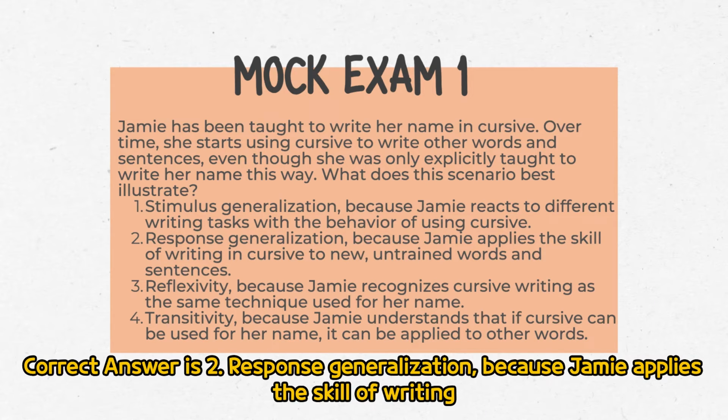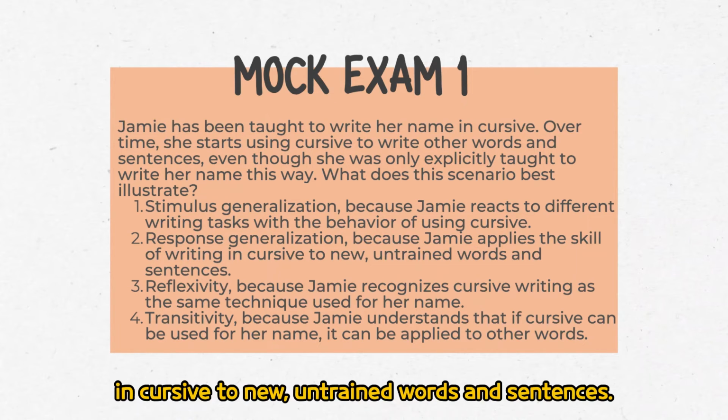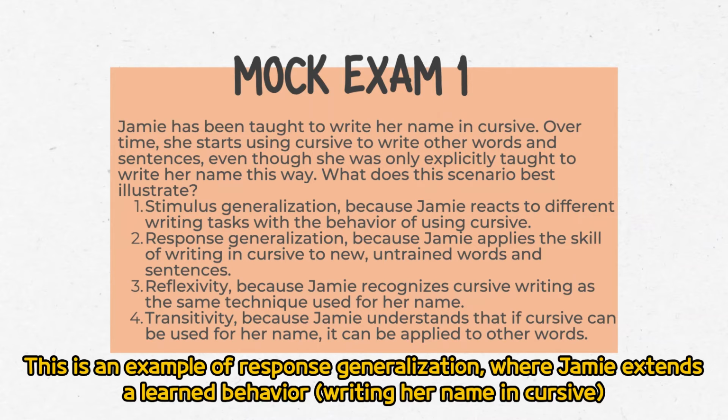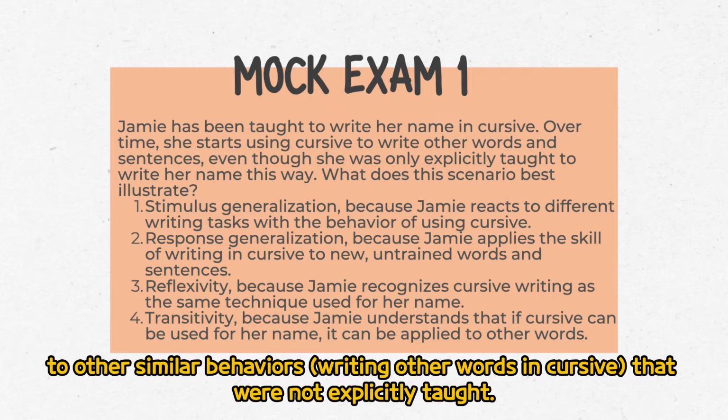Correct answer is 2. Response generalization, because Jamie applies the skill of writing in cursive to new, untrained words and sentences. This is an example of response generalization, where Jamie extends a learned behavior, writing her name in cursive, to other similar behaviors. Writing other words in cursive that were not explicitly taught.